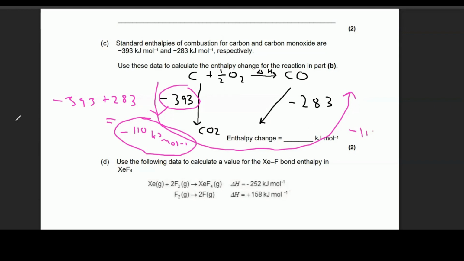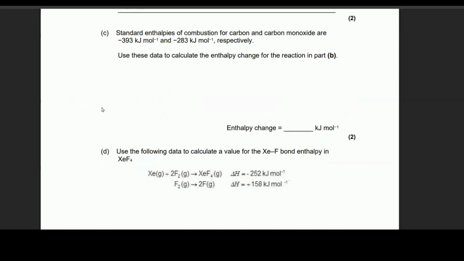-110. Okay, that's 2 fat marks. Bish bish. Let's move on.